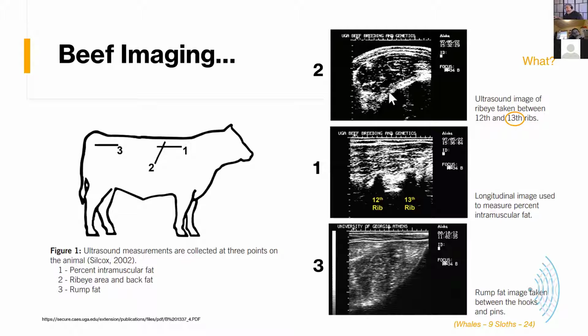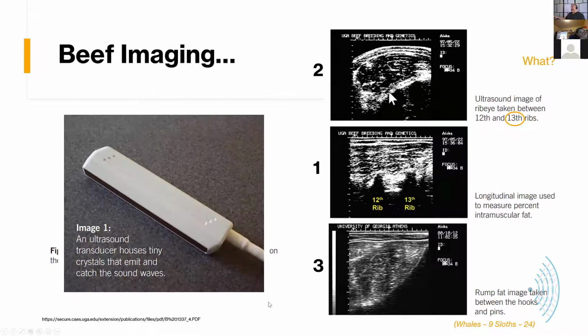I was ignorant enough to think that all mammals had 12 ribs. I didn't even know that. When I looked it up, because it was distracting, whales have 9 and sloths have 24 ribs. Didn't even know that.